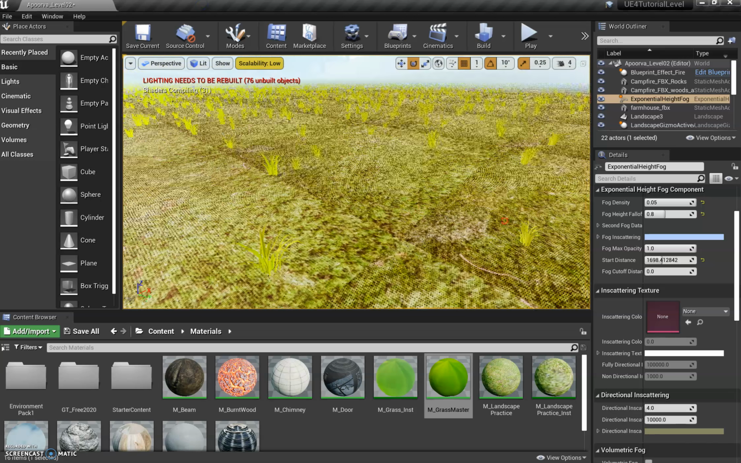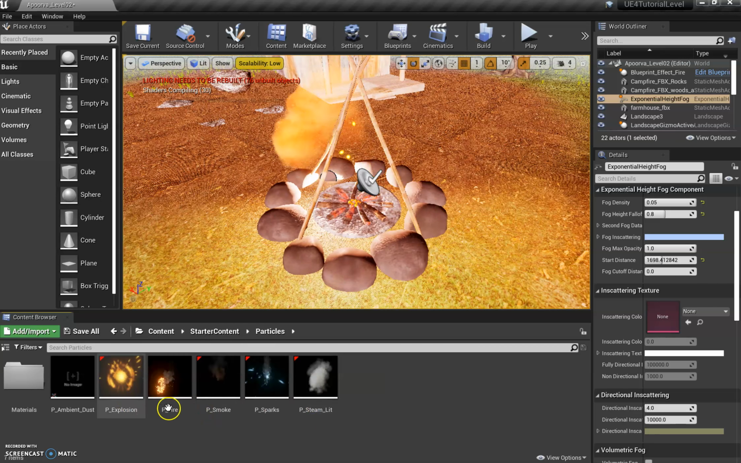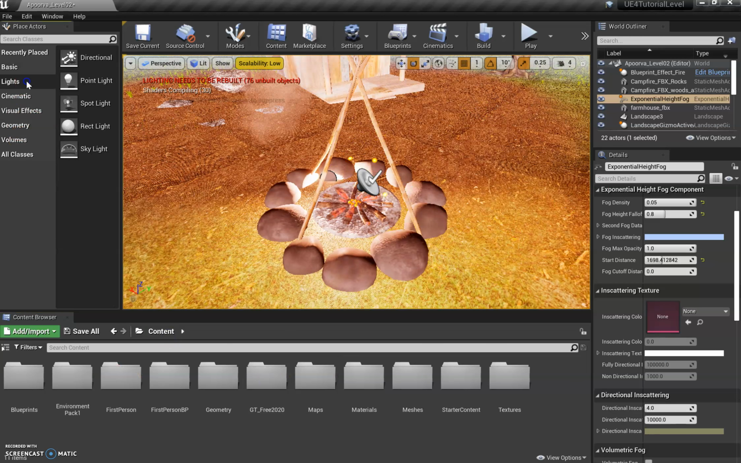You also got this fireplace here. The fire was a built-in thing, so all I had to do really was go to content. I think it was under starter content and particles, I believe. Yeah, P_Fire. You just drag that out, put it on top of there. I also put a light source on top of it. Went to lights, pulled a point light, and put it over there, just to make it more believable that there's a fire.